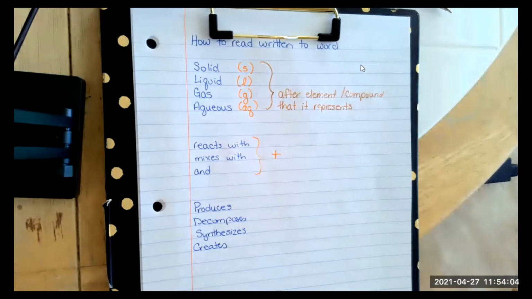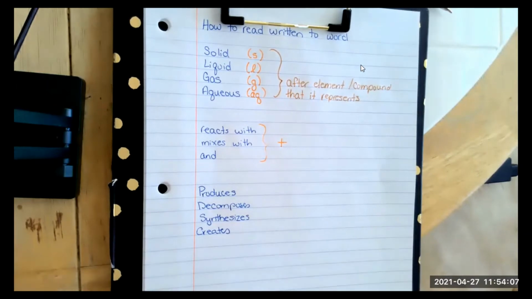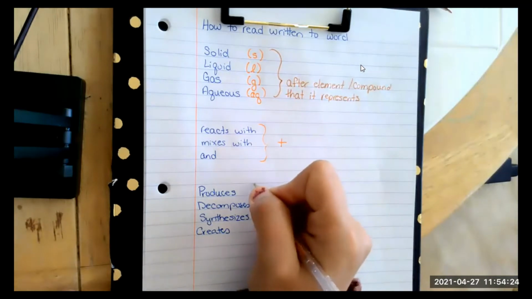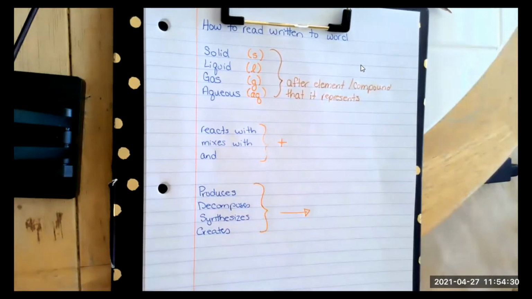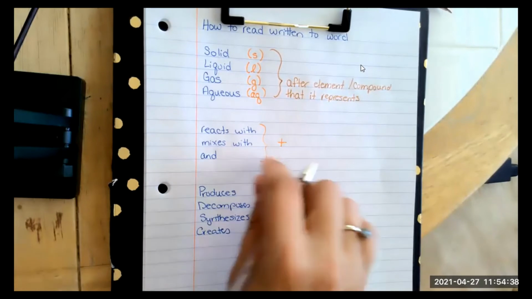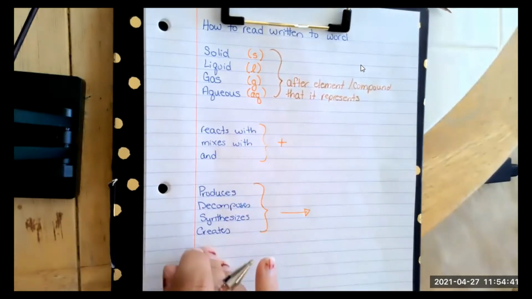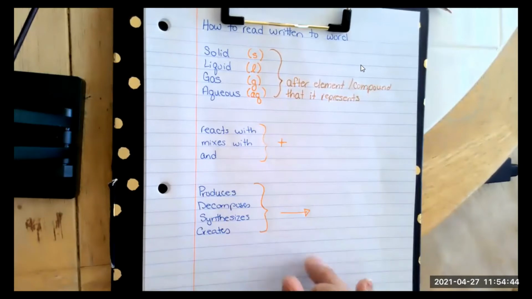You might see the words produces, decomposes, synthesize, creates, magically recombines, abracadabra. Anything that shows that these things are moving together, these all can mean arrow. And then again, there's a bunch more. Reacts with, reacts, switches places, all of those different things might mean arrow. This can be on either side of the equation. This is only specifically going to be found in the middle where the arrow would be found.